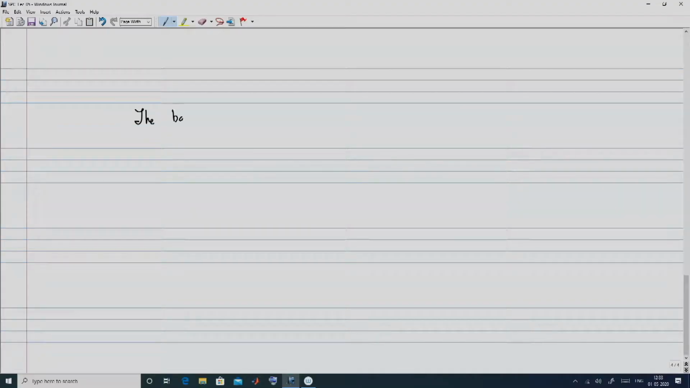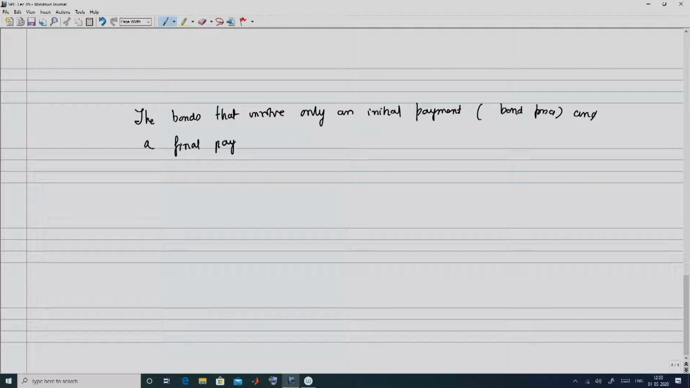Another classification of bonds that we will look at is basically whether we are receiving one final nominal value or whether we are receiving periodic payments, and accordingly the bonds that involve only an initial payment, and remember that this is the bond price, and a final payment, and recall that this was the nominal value, are what are known as pure discount bonds.